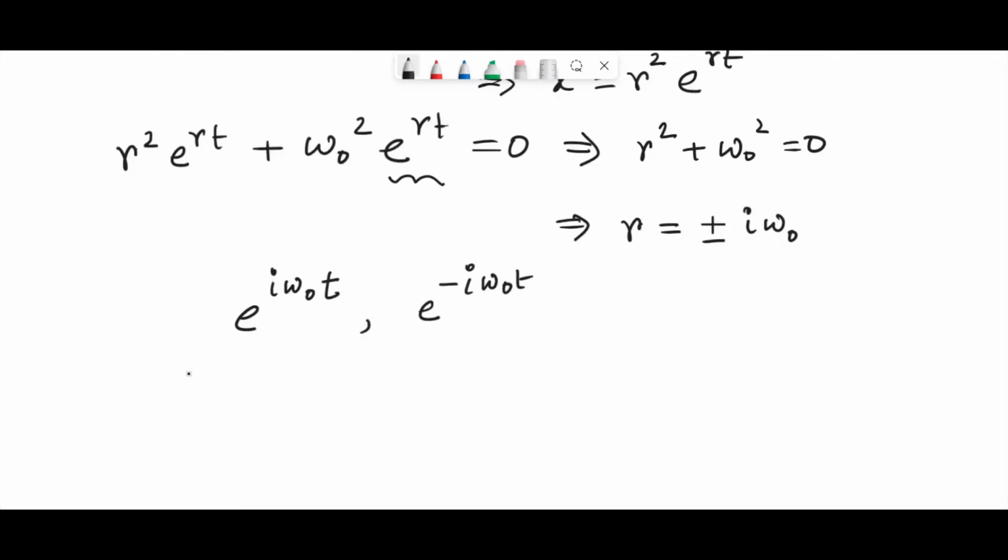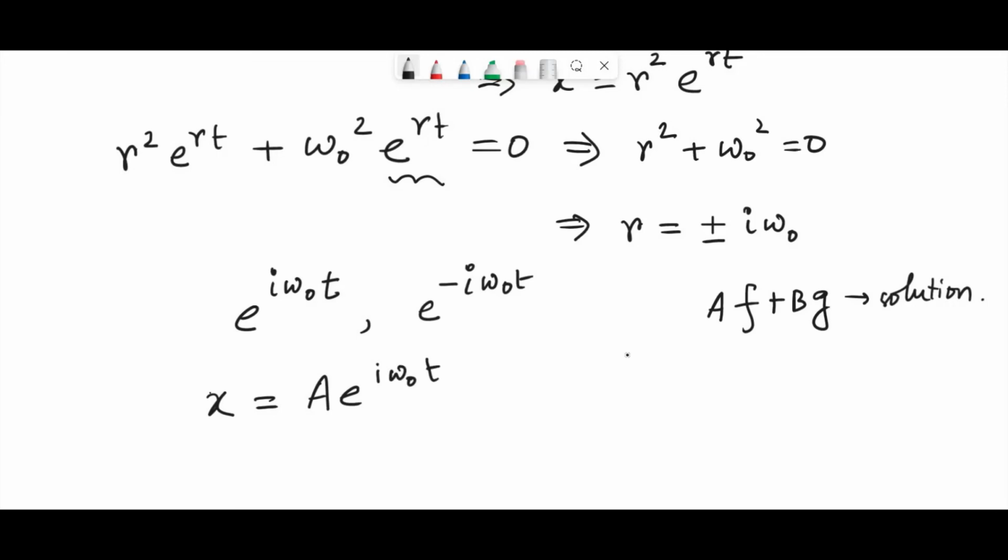And from the property of linear differential equations, if we have two functions f and g, both solutions of a linear homogeneous differential equation, then of course their linear combination, which is a constant times the first function and then another constant times the second function, should be a solution as well. And so therefore our solution becomes x equal to a constant a times e to the power i omega naught t plus another constant b times e to the power minus i omega naught t.